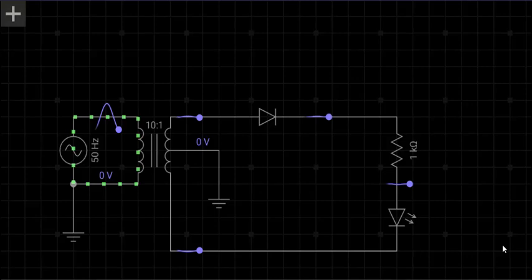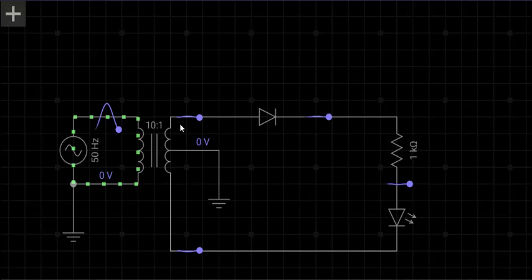Let us understand the working of a diode in a half-wave rectifier circuit. At the left side, we have an AC power source of 200 volt peak to peak, 50 Hz. We have a step-down transformer with a ratio of 10:1, which will reduce the secondary voltage 10 times.